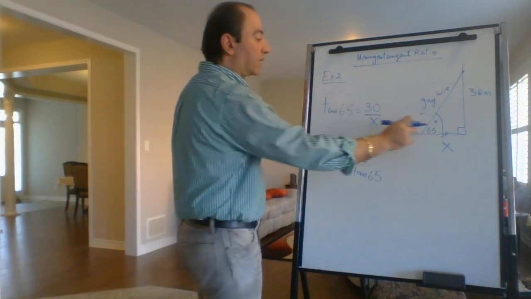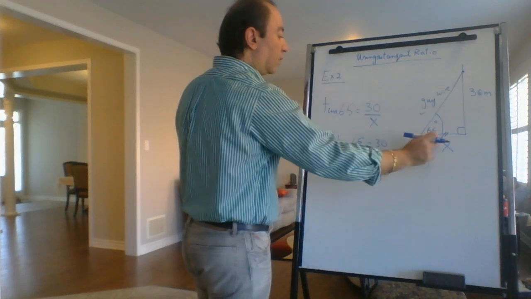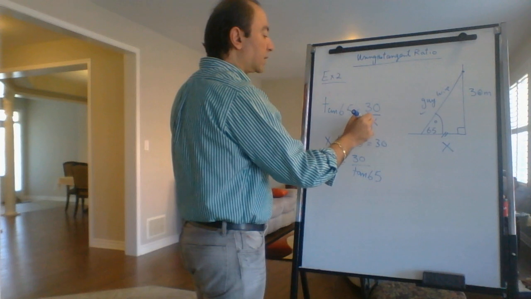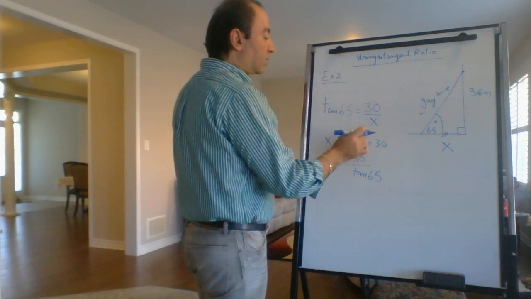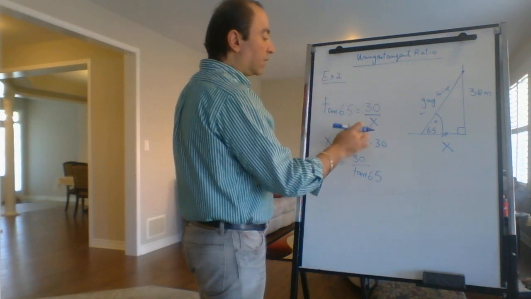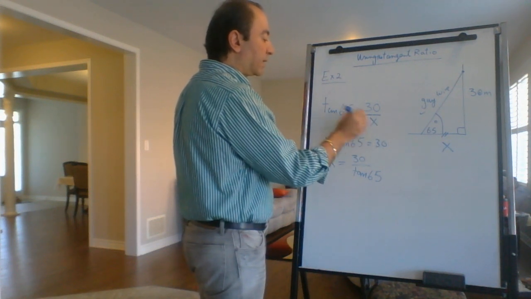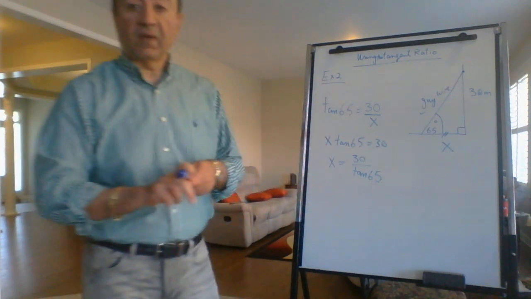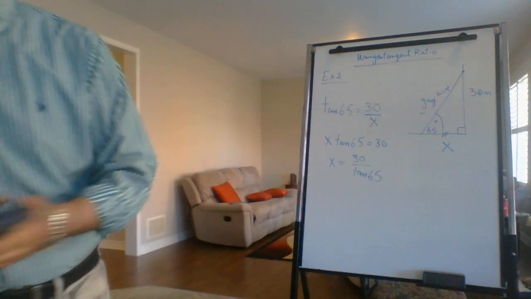Again, tan 65 equals opposite over adjacent. I want to solve for x. I multiplied both sides by x. Actually, what we did is we exchanged the x and the tan 65. But I want to show you where it came from. x tan 65, then divide by tan 65. You will find x right away.